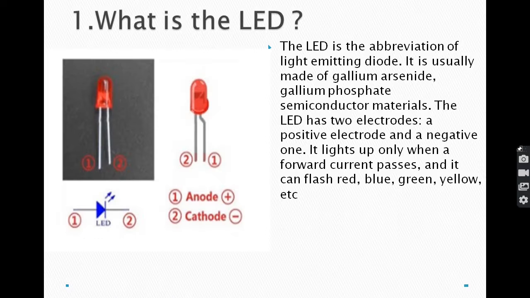What is an LED? LED is an abbreviation of light emitting diode. It is usually made of gallium arsenide or gallium phosphide semiconductor material. The LED has two electrodes. One is the anode, the second is the cathode. Anode is positive and cathode is negative. You can use this LED in place of the buzzer if you are feeling uncomfortable with the buzzer. You can check with the LED.